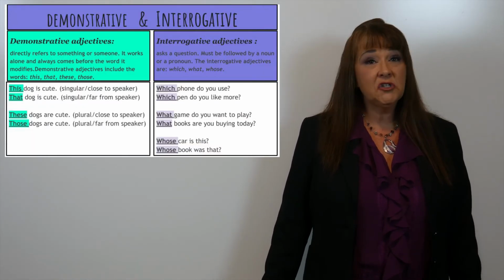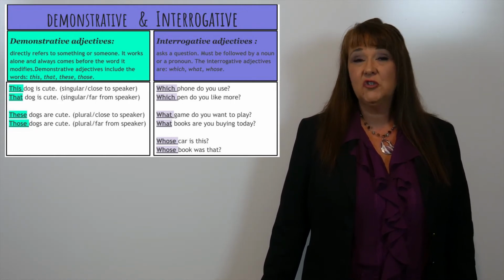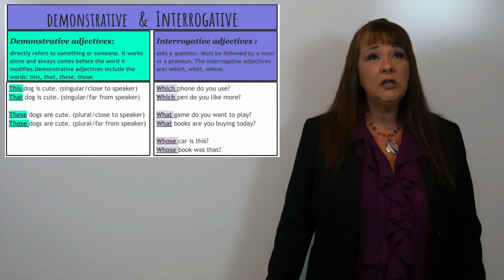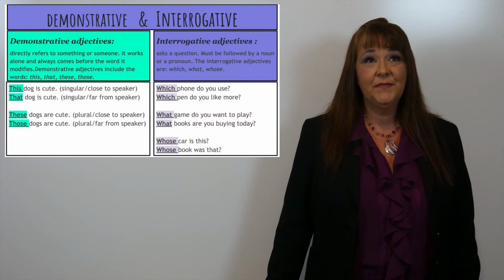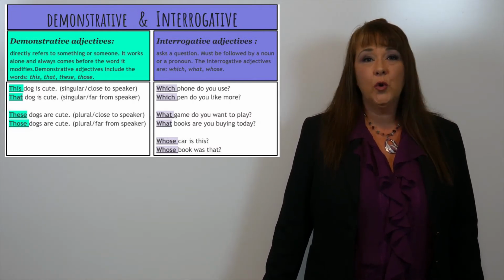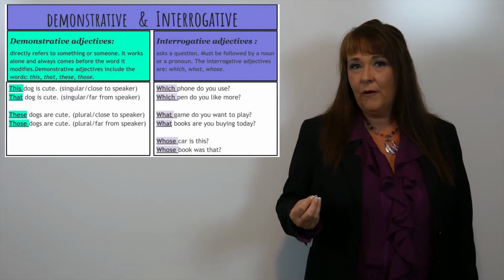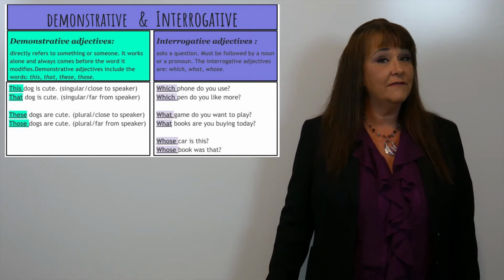I think you do. The next two types of adjectives that I have also grouped together are demonstrative and interrogative. Demonstrative adjectives directly refer to something or someone. They work alone and they come before the word it modifies. These adjectives include words like this, that, these, and those. But look more specifically at the difference of these four types of adjectives.